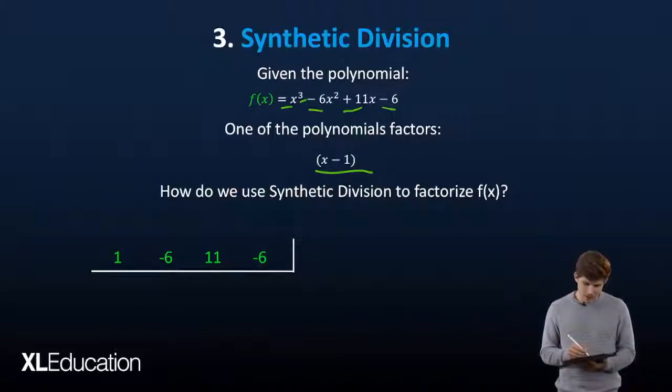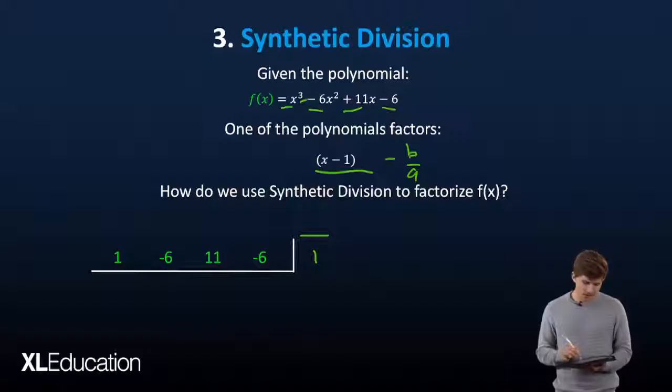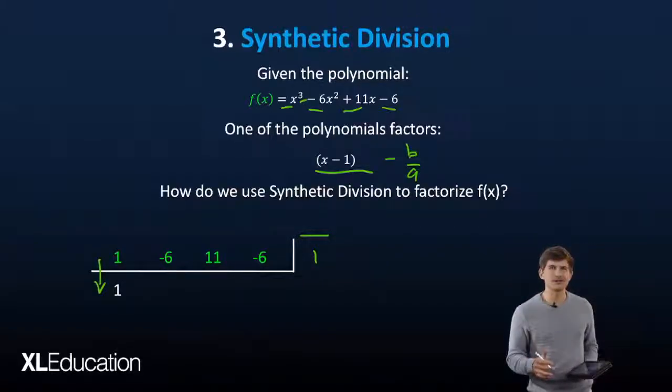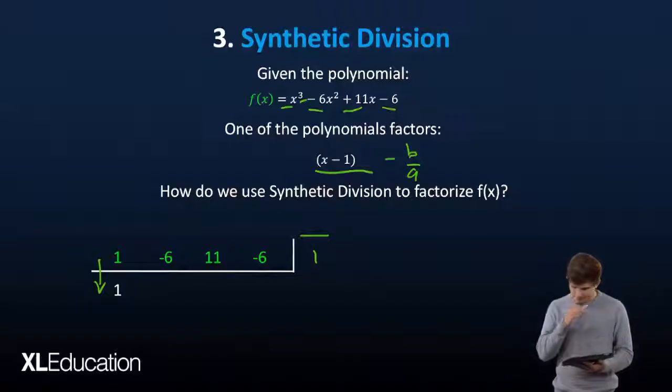We then take in our a over b, minus b over a function here, and plant it right here, which in this case we know was 1. And then finally, you drag your 1 down. That's your starting point. Once you're here, the magic really starts happening. So let's go through it together.